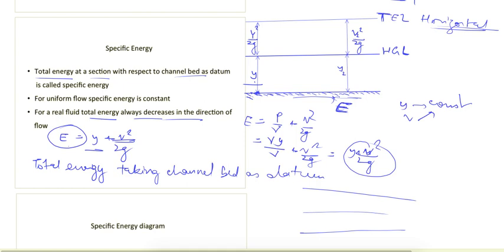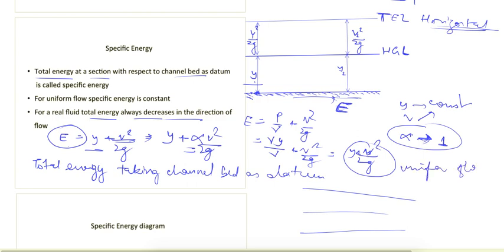And as we saw with the kinetic energy correction factor, the proper representation here should be y plus alpha v square upon 2g. But in a channel the flow is normally turbulent. When the flow is turbulent, alpha is almost equal to 1. Or if we are talking about uniform flow, then also alpha is equal to 1. So we can approximate it as y plus v square upon 2g.